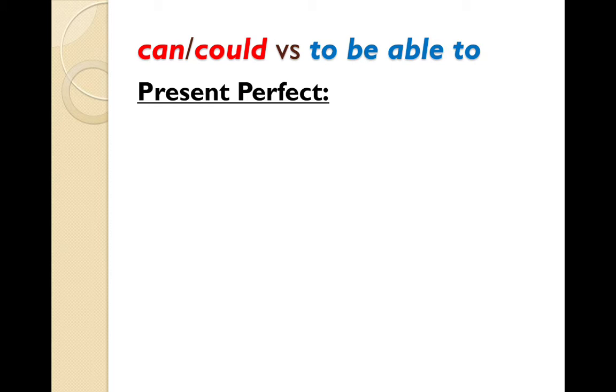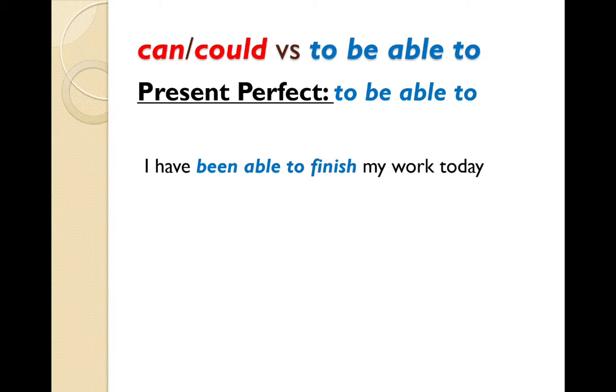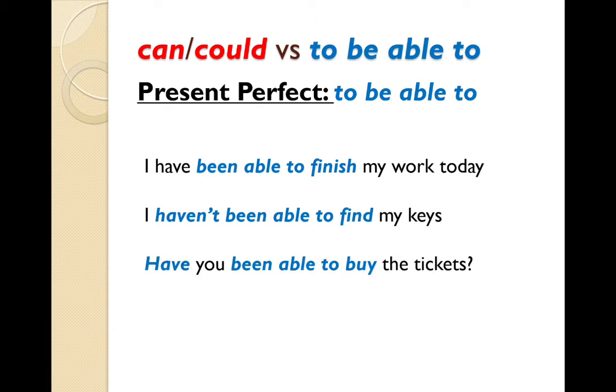And one more example, the present perfect. Again, we have to use to be able to. I've been able to finish my work today. I haven't been able to find my keys. Have you been able to buy the tickets?